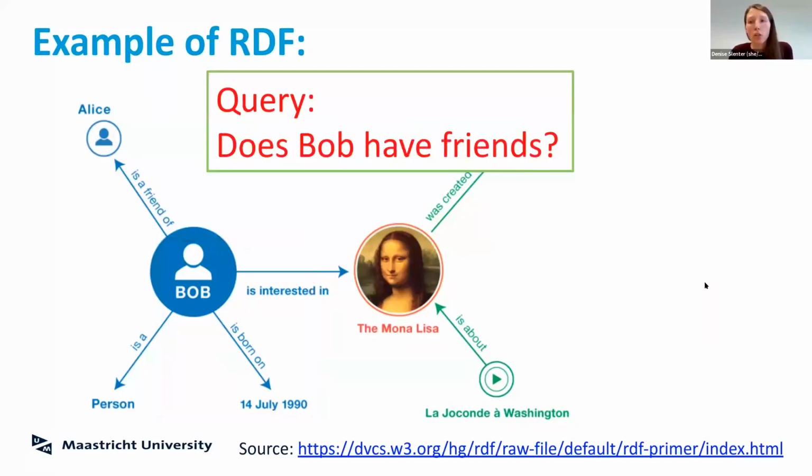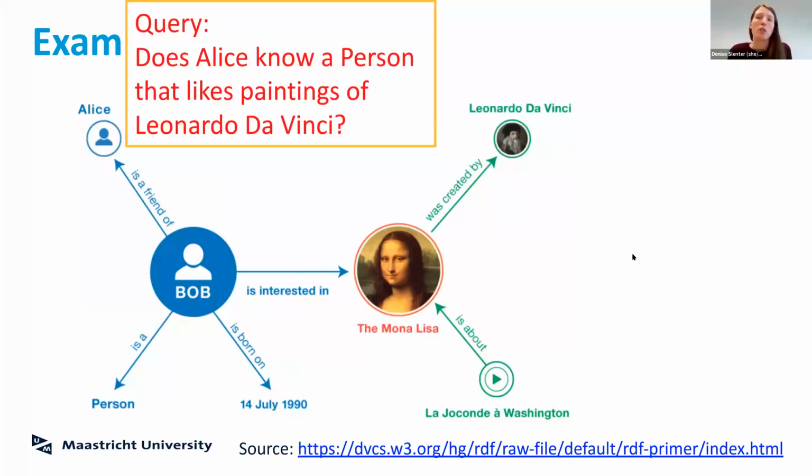Another question we could ask, which is maybe not the nicest question to ask, but still, does Bob have any friends? Well, actually, yes, Bob has a friend, and the friend of Bob is Alice. Doesn't say anything about Alice being a friend to Bob. So this is really, Bob has a friend that's called Alice. Then another question, so does Alice know a person that likes paintings of Leonardo da Vinci?